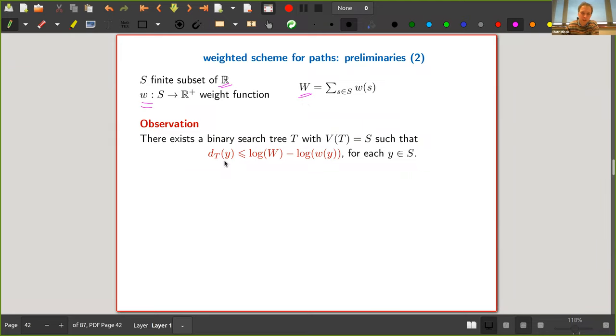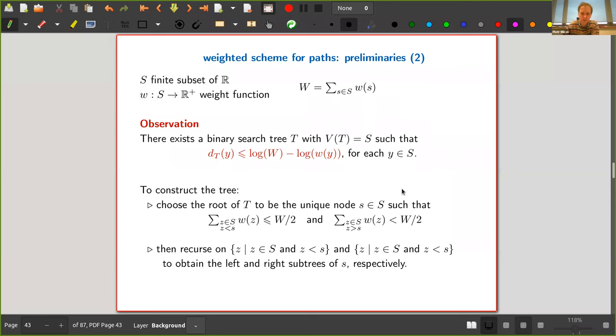And what we require is that the depth of Y, which corresponds to the length of the signature of Y, is at most logarithm of W minus logarithm of the weight of Y itself. So if Y has large weight, we insist that the depth is small. Here is a short impression of how to prove it. Maybe let's skip it because this is not meaningful for us.